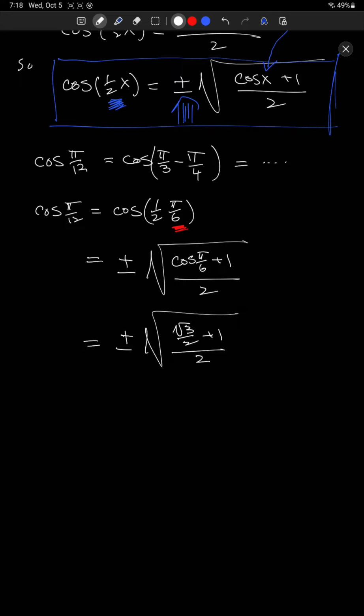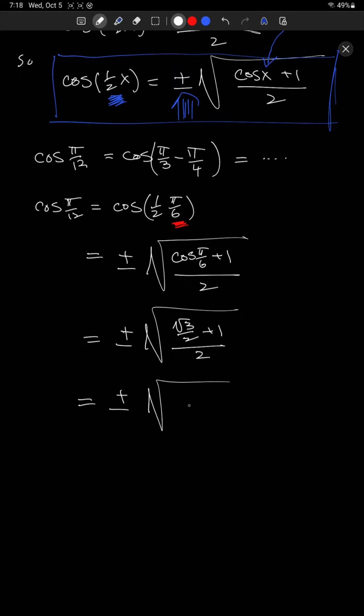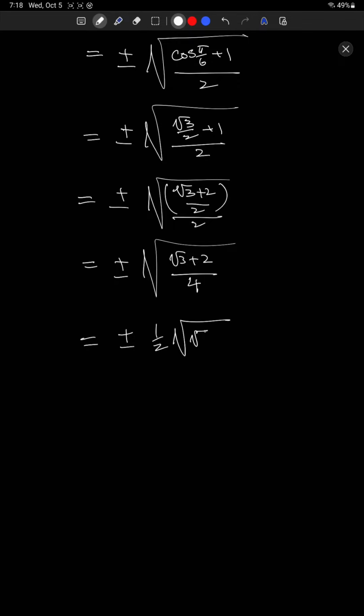And let's clean this up a little bit. So this is just to make it a single quotient, 2 root 3 plus 2 all over 2 like that. And this is equal to plus or minus square root of (3 plus 2 over 4). Okay. Let me clean that up even more. This is plus or minus 1/2 root 3 plus 2.